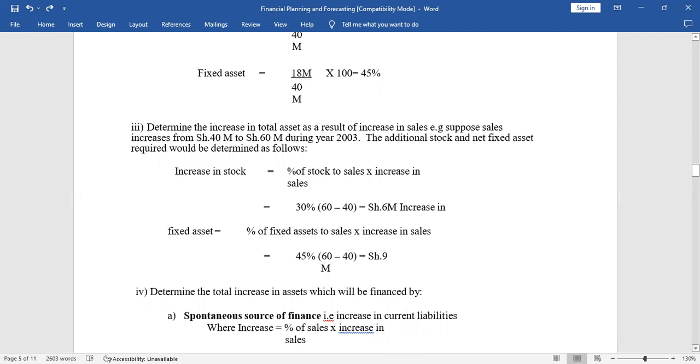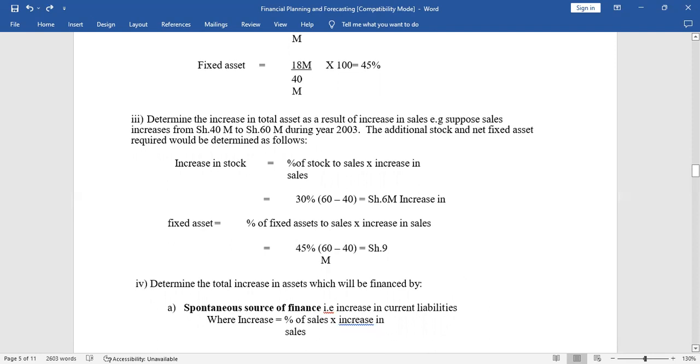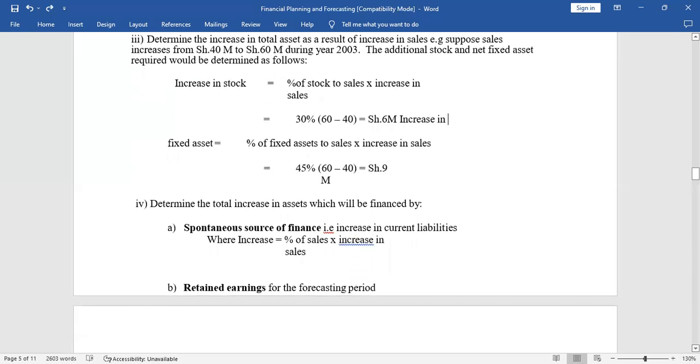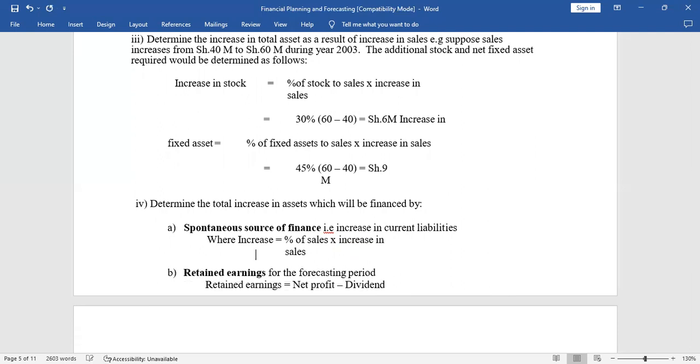Then step number 4. Now we have checked the net effect if the sales increase. Then determine the total increase in assets, which will be financed by what we call the spontaneous source of finance. So we'll be looking at the increase in the current liabilities, where the increase will be equal to the percentage of sales multiplied by the increase in sales, right? And then we'll want to know whether to get that money from the retained earnings.